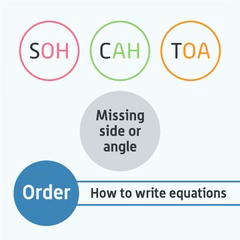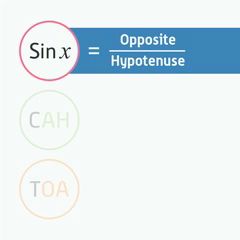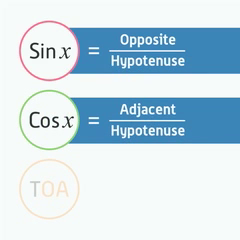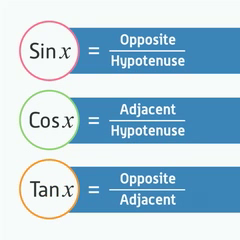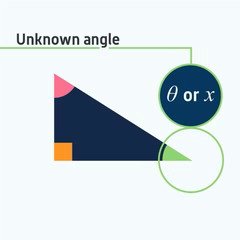The order of the letters tells us how to write our equations. They're written like this. Sine of angle x equals opposite over hypotenuse. Cos of angle x equals adjacent over hypotenuse. And tan of angle x equals opposite over adjacent. If the angle is unknown, it can be written as theta, x, or any other letter.